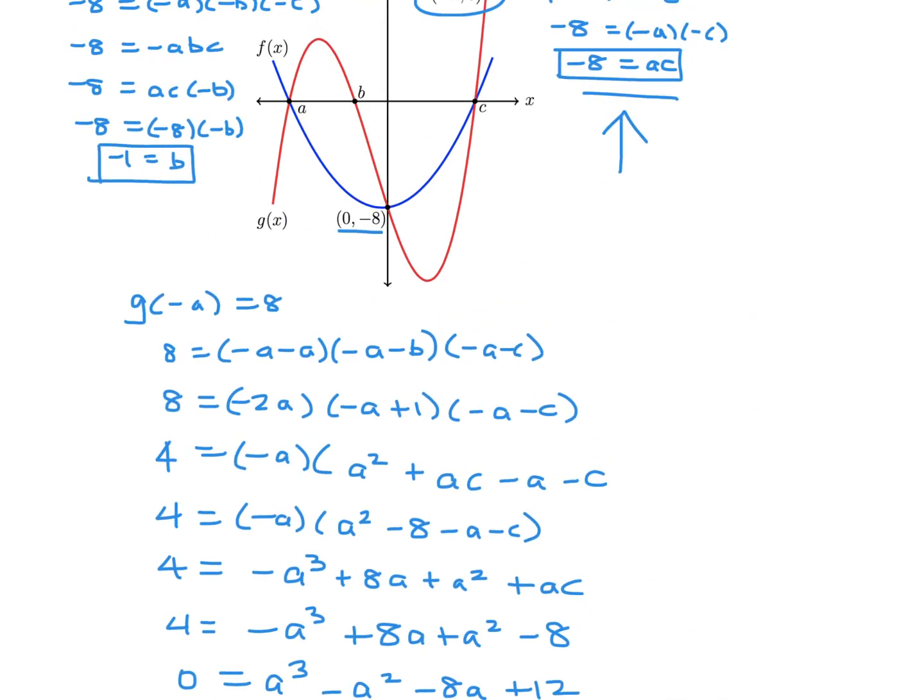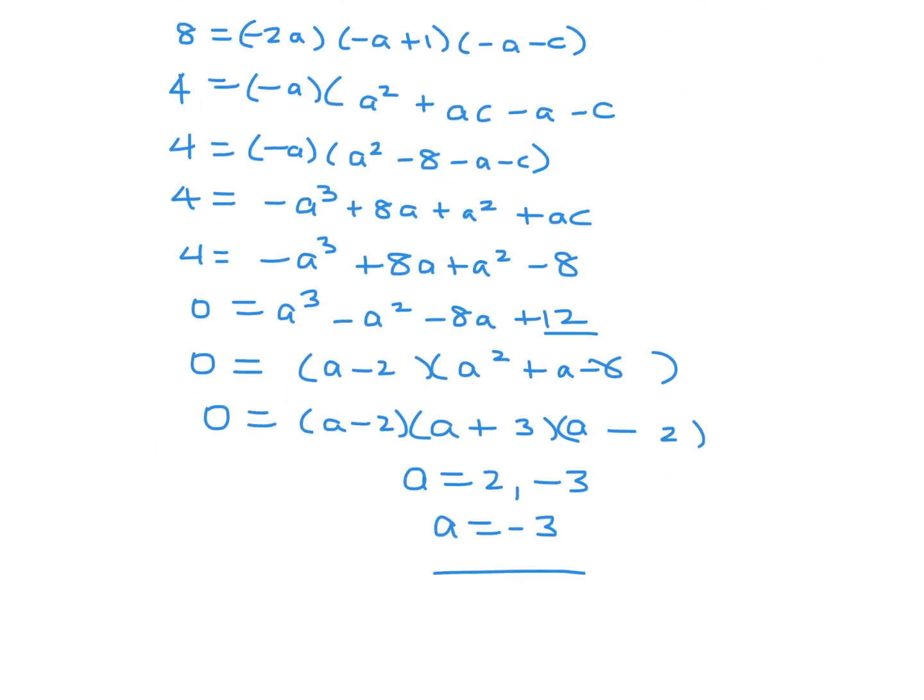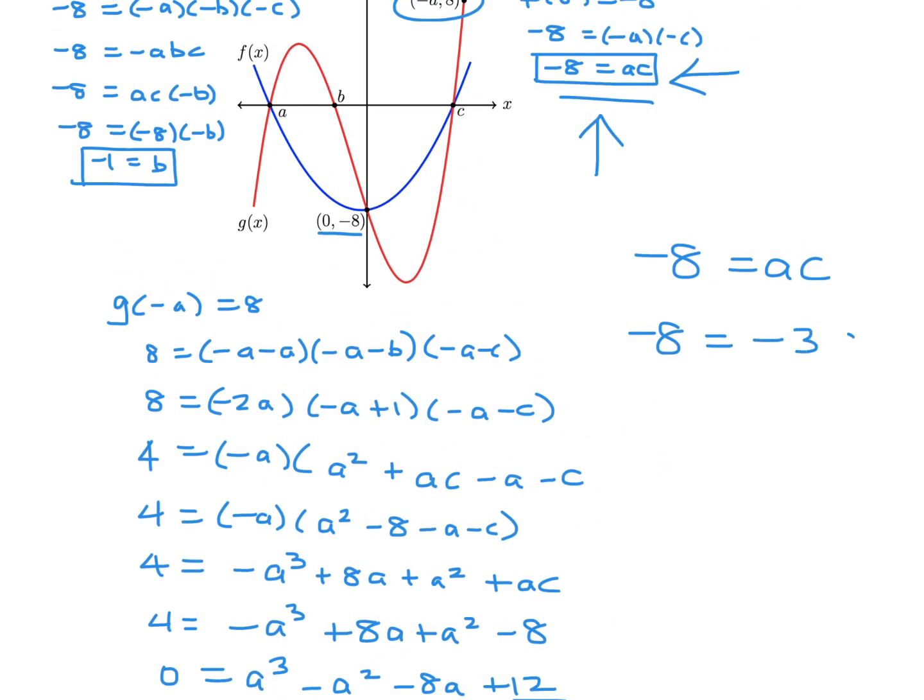And then finally, we go back to this guy, which stated that negative 8 is AC. And then we have A is equal to negative 3. So therefore, C would be 8 over 3. 8 over 3 is the value for C.